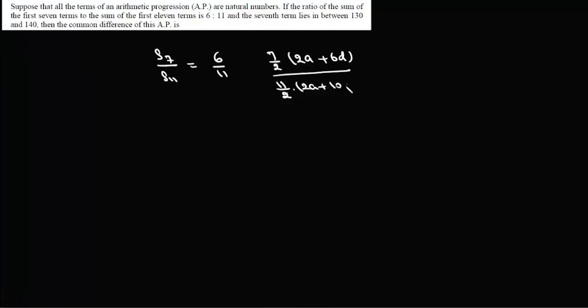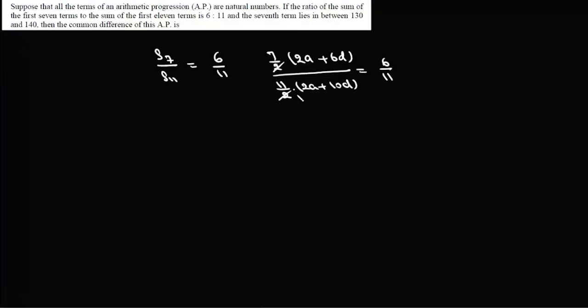Now here the question is, suppose that all the terms of an AP are natural numbers. If the ratio of sum of first 7 terms to the sum of first 11 terms is 6 by 11 and 7th term lies in between 130 and 140, then common difference of this AP is. So it means 7 by 2 twice A plus 6D upon 11 by 2 twice A plus 10D is equal to 6 by 11.